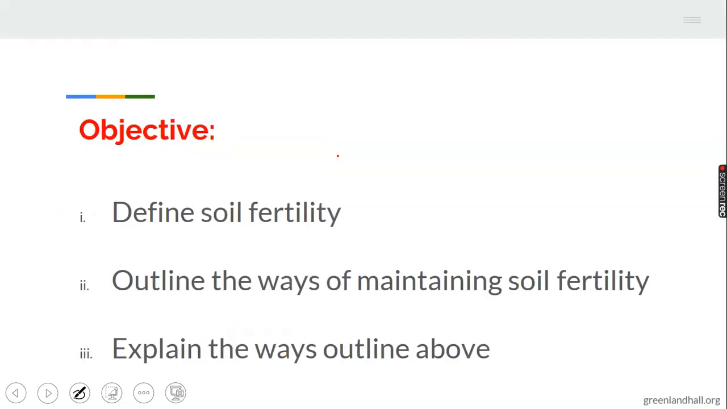Before we look into the meaning of soil fertility, let's see the objective of this topic. We all know what an objective is. It is a statement that describes what you are expected to know at the end of every topic, at the end of every class. As regards this topic, soil fertility, you are expected to be able to define soil fertility, outline the ways of maintaining soil fertility, and explain the ways outlined above. That is, you are expected to explain each of these ways of maintaining soil fertility.